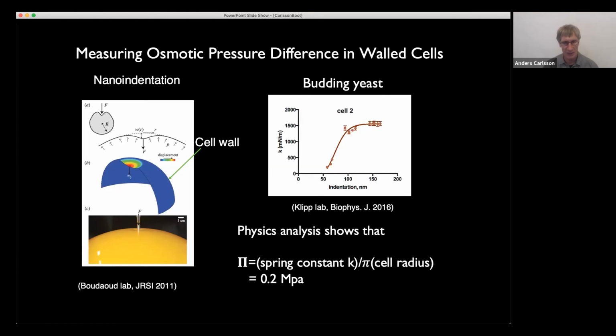The reason this experiment is better is that it's done on a very rapid time scale. It's like a millisecond, and cells take like minutes to respond. So the cell simply does not have time to respond in this case, and you're measuring the real osmotic pressure.